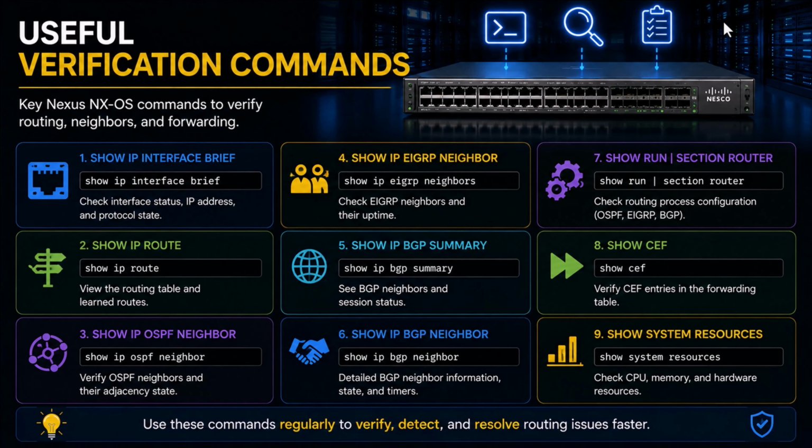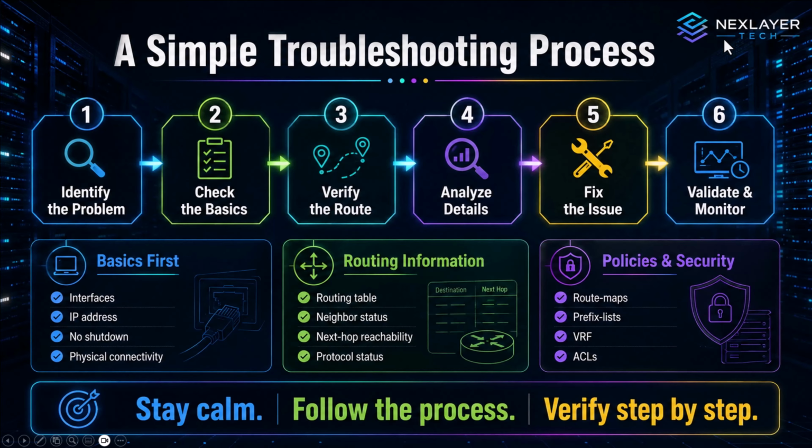And depending on the platform and feature set, hardware or forwarding table commands can help confirm whether routes have been programmed correctly. The key is not to run commands randomly. Use each command to answer a specific question. A structured process makes troubleshooting much easier.